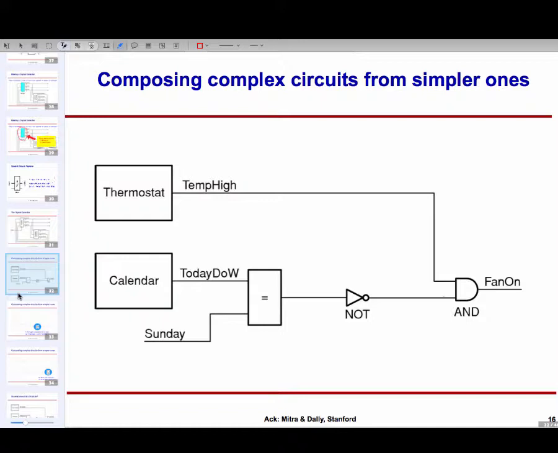Not much unlike, let's say, in programming, when you write functions or procedures or methods, and you combine them to create even more complicated things. So you write objects, and you create more complicated objects by combining them. Same kind of thing is happening out there.